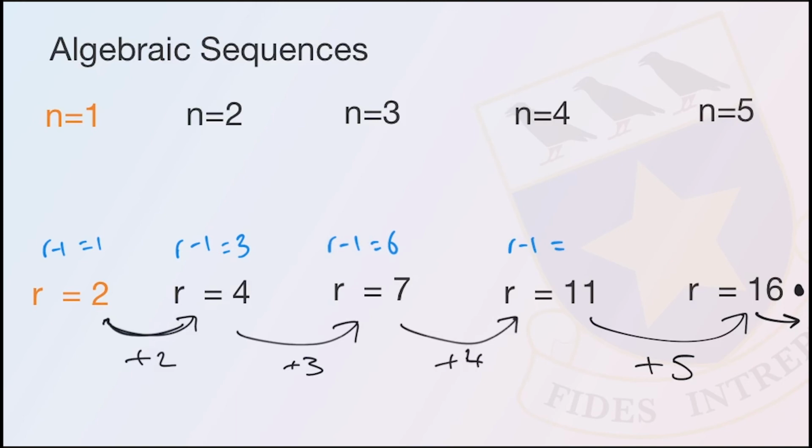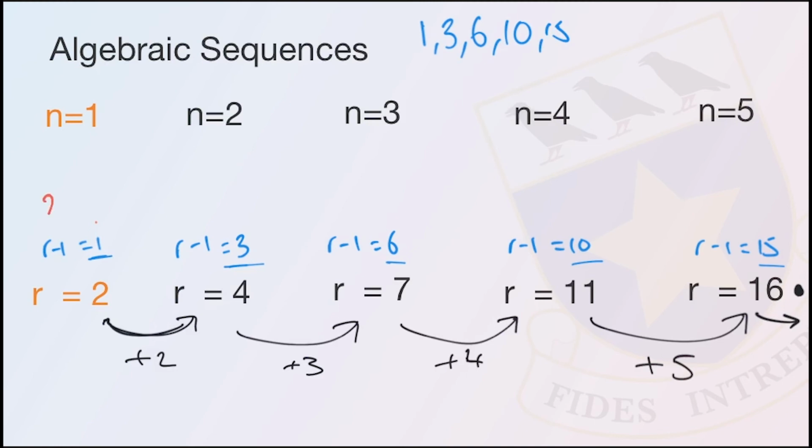R minus 1 is equal to 10. And r minus 1 is equal to 15. We've got this new sequence now: 1, 3, 6, 10, 15. We've seen that sequence before. That appeared when we were looking at the number of crossings. And what we did next was we multiplied those numbers by 2.